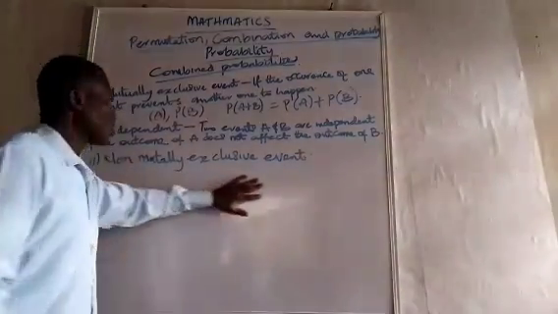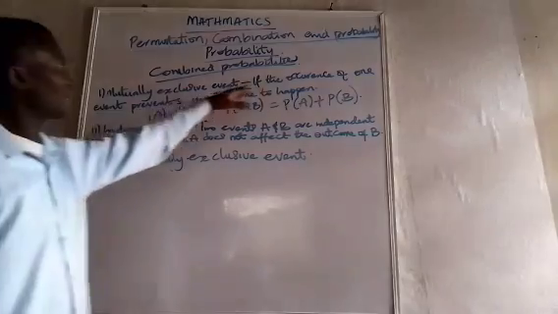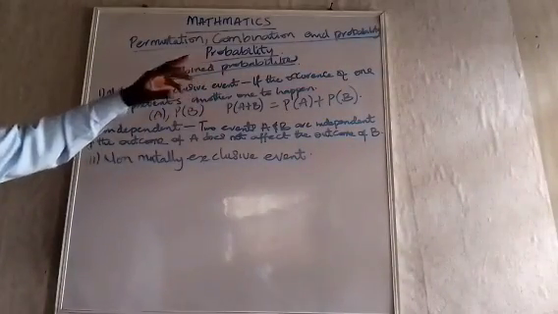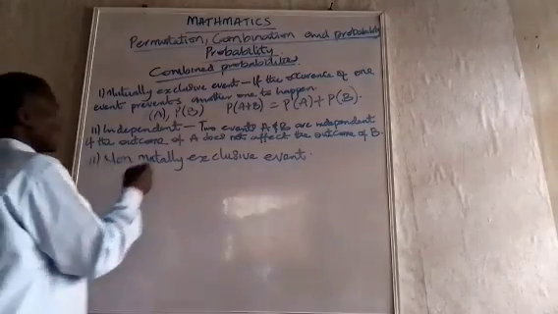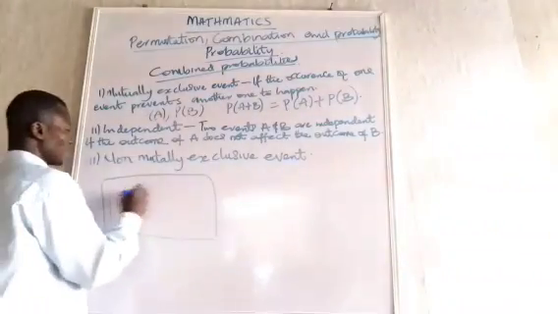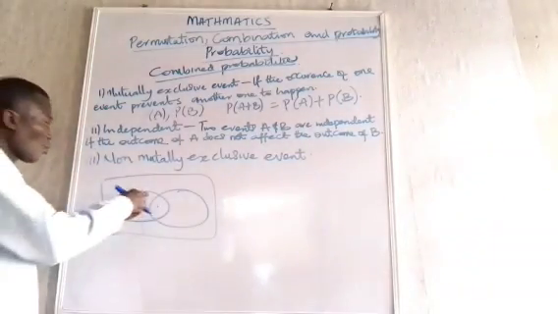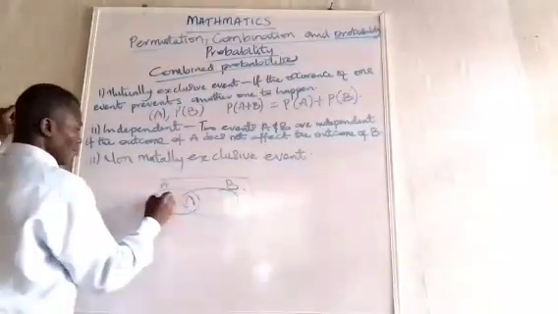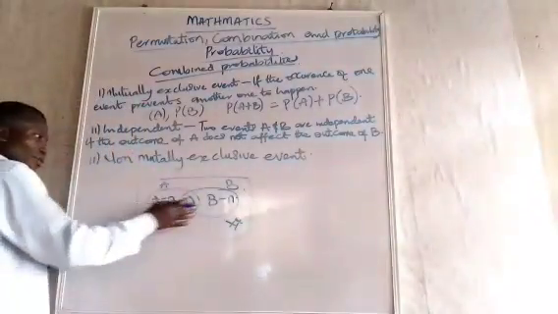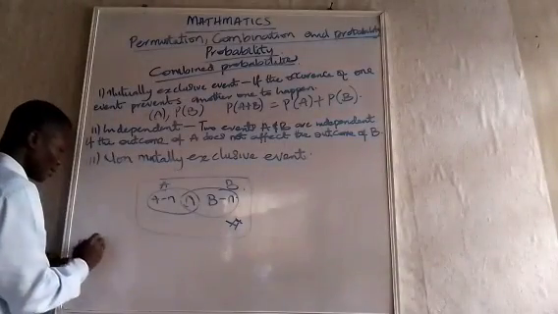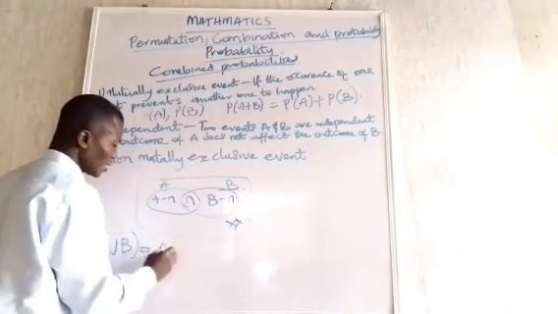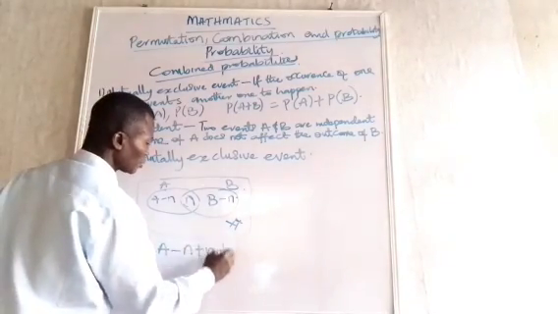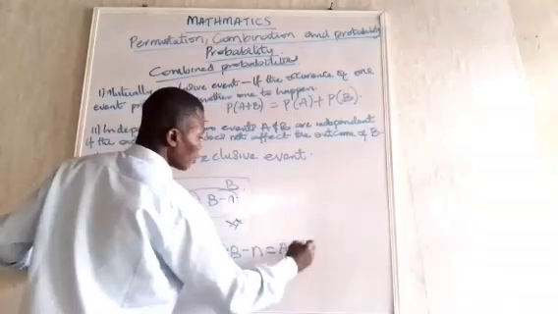Now here, we are talking about non-mutually exclusive events. Unlike in mutually exclusive events, where if one occurs, it prevents the other from happening, here we have a situation like this. Let's call this one A, let's call this one B. This place now is A minus N, B minus N. So if I want to add A and B, I'm going to have A minus N plus N plus B minus N, which is equal to A plus B minus N.